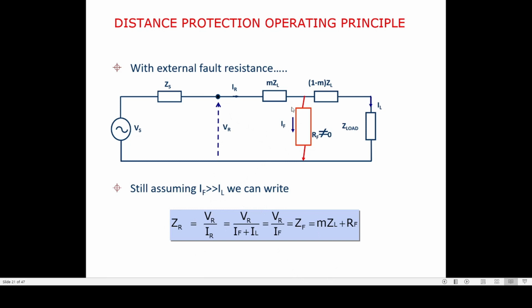In this section, we are simply doing that. Now we are considering the fault resistance. Previously we ignored the effect of RF. Now we are considering RF. So the impedance measured by the protective relay, by simple logic, will now be M times ZL plus RF.